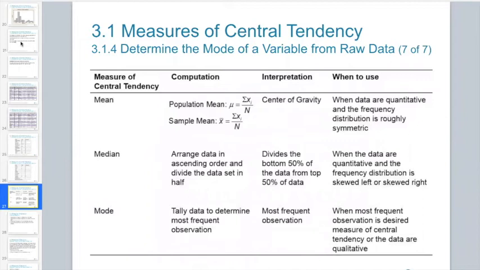So the three things that we've talked about so far as measures of central tendency are mean, median, and mode. So things that you've had experience with before. The only thing we've done is added some more technical ways that we can represent this. We've changed the notation a little bit.